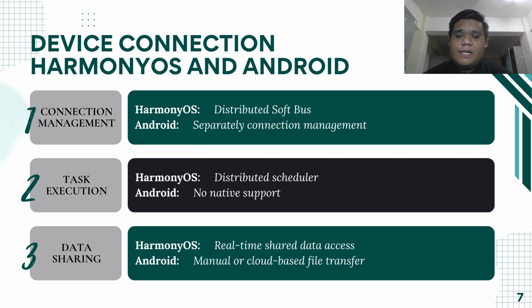Next, for the device connection in HarmonyOS and Android, there are six categories that we can look at. And the first one is connection management.